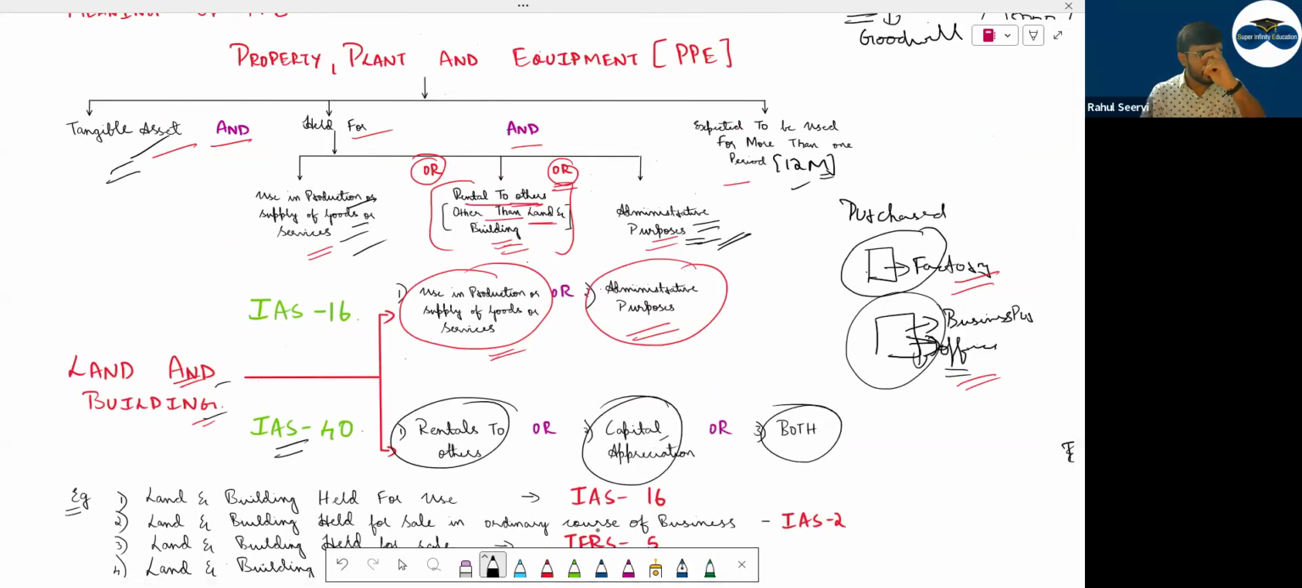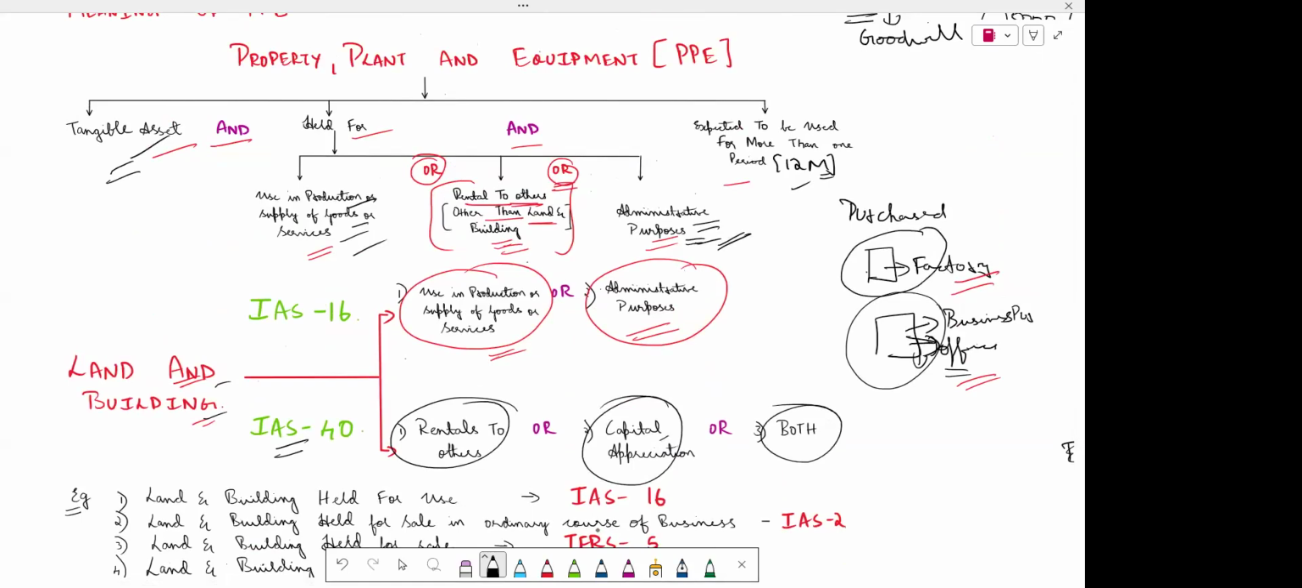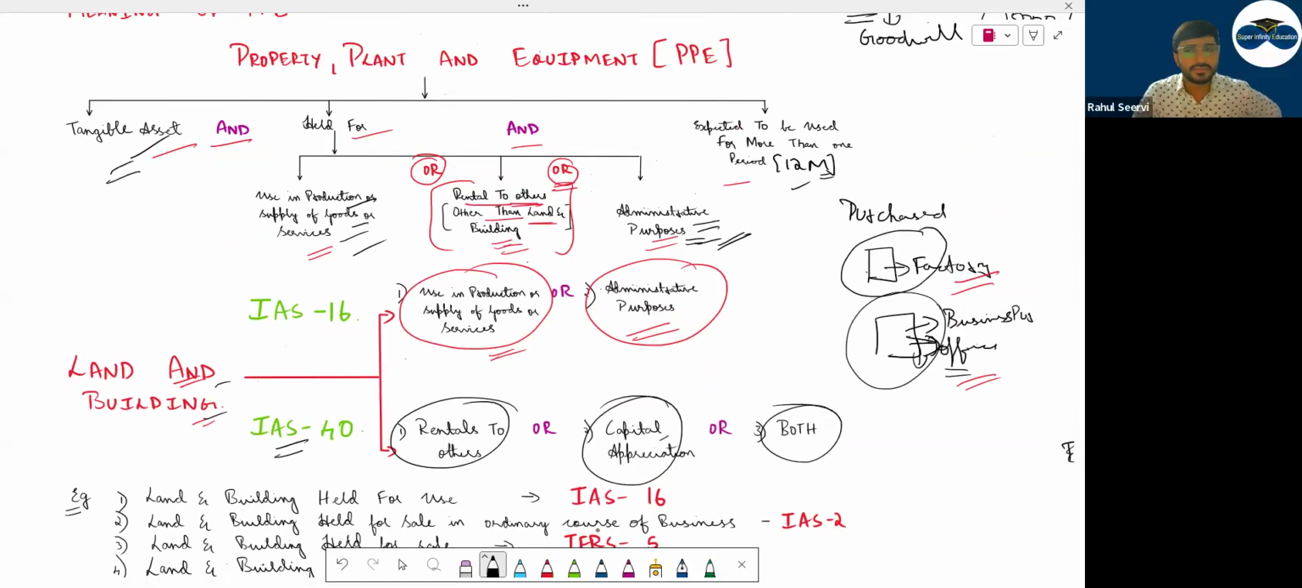What about Mahi, Rifa, Priyanshi? Understood. Okay. Yes.